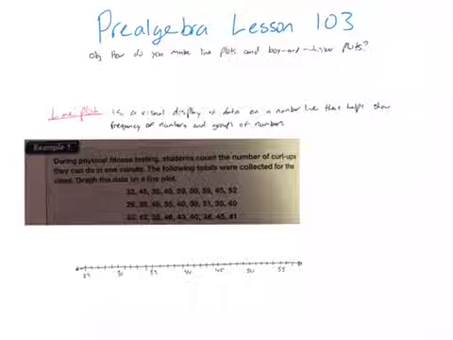Our objective is how do you make line plots and box and whisker plots. So we're going to do one of each. First of all, a line plot is a visual display of data on a number line that helps show frequencies of numbers and groups of numbers.